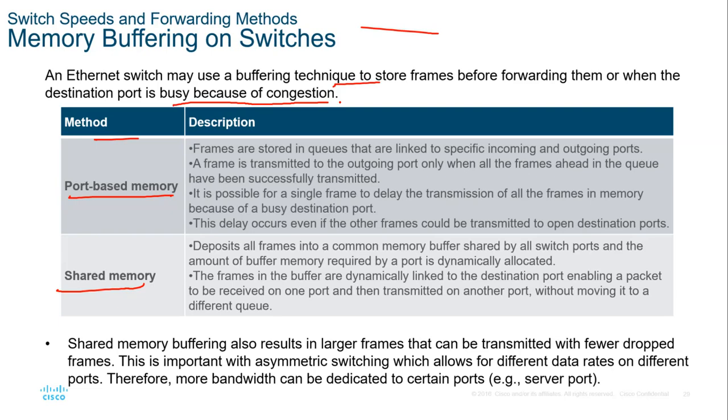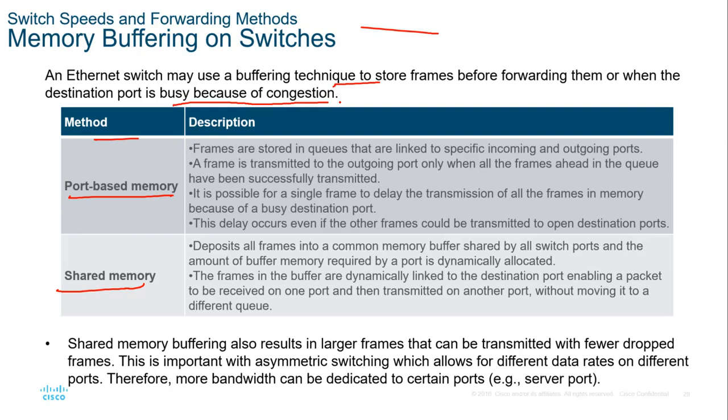With port-based memory, frames are stored in queues that are linked to specific incoming and outgoing ports. A frame is transmitted to the outgoing port only when all the frames ahead of it in the queue have been successfully transmitted. It is possible for a single frame to delay the transmission of all the frames in memory because of a busy destination port. This delay occurs even if the other frames could be transmitted to an open destination.